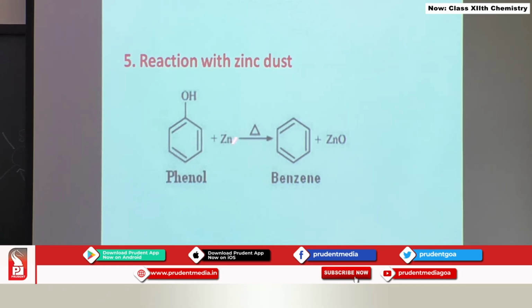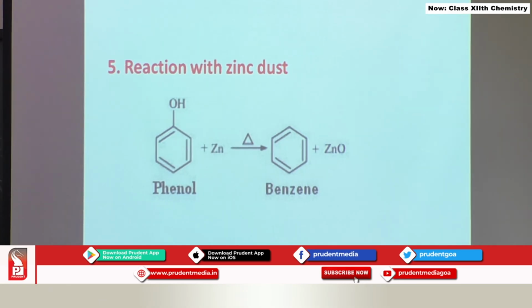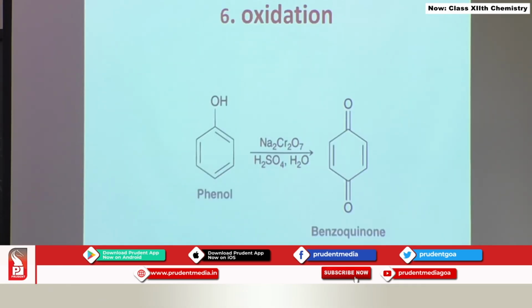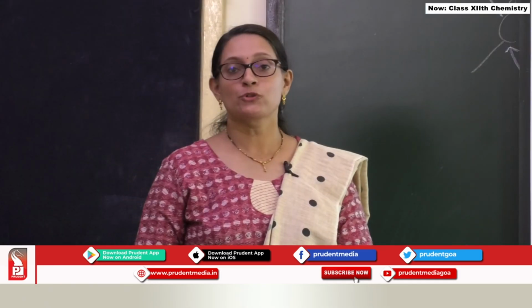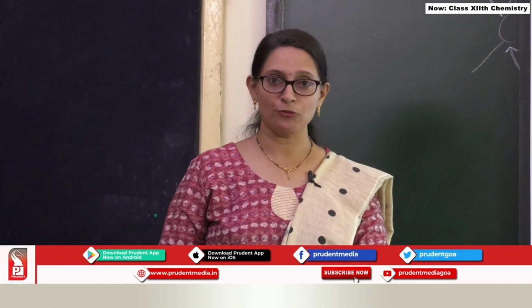This is the reaction with zinc dust, which is as good as a reduction of phenol. Phenol is treated with zinc dust and heated, and you are going to get benzene. We can also carry out oxidation of phenols. Phenol is oxidized in the presence of sodium dichromate and sulfuric acid to give us benzoquinone. So, we have just now seen the chemistry of phenols.